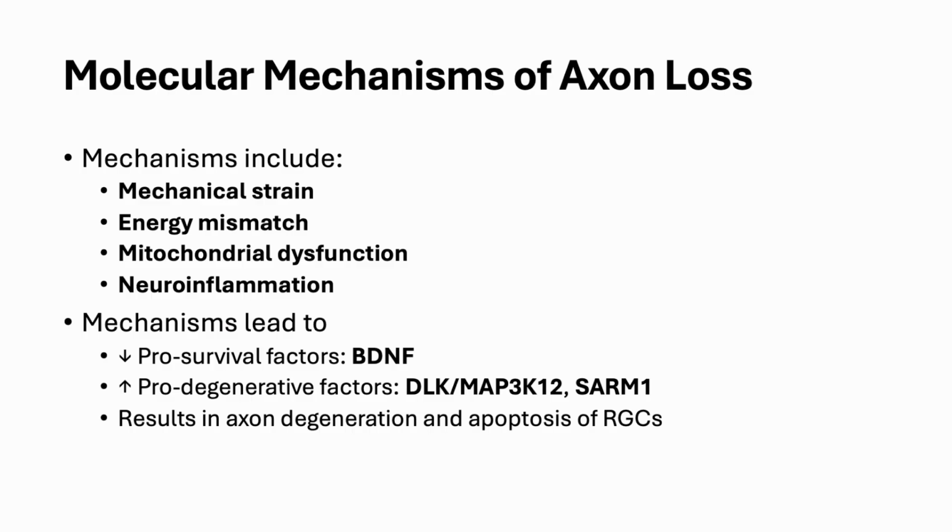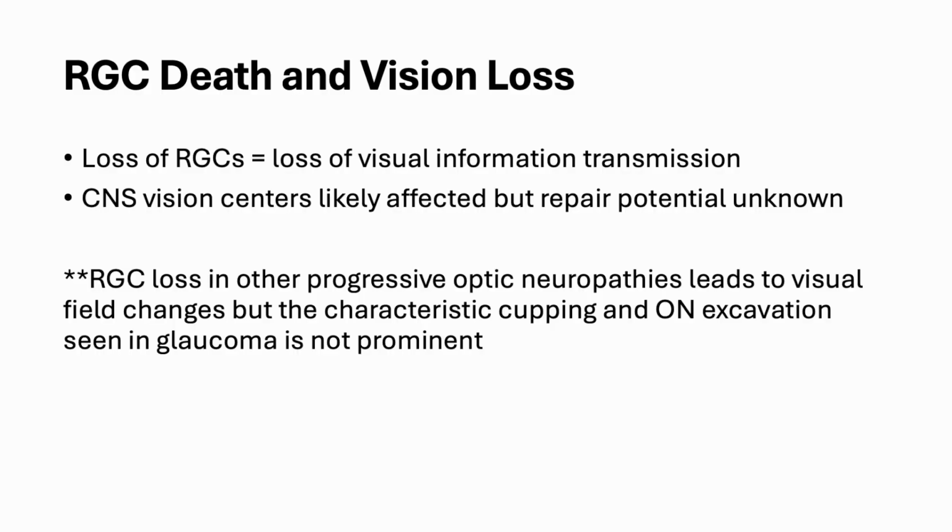Molecular mechanisms of axon loss. At the molecular level, several mechanisms contribute to axonal degeneration in glaucoma: mechanical strain, energy mismatch, mitochondrial dysfunction, and neuroinflammation. These lead to a decrease in pro-survival factors such as BDNF and an increase in pro-degenerative signals, including DLK-MAP3K12 and SARM1. The end result is axon degeneration and apoptosis of retinal ganglion cells, which are central to vision loss in glaucoma.